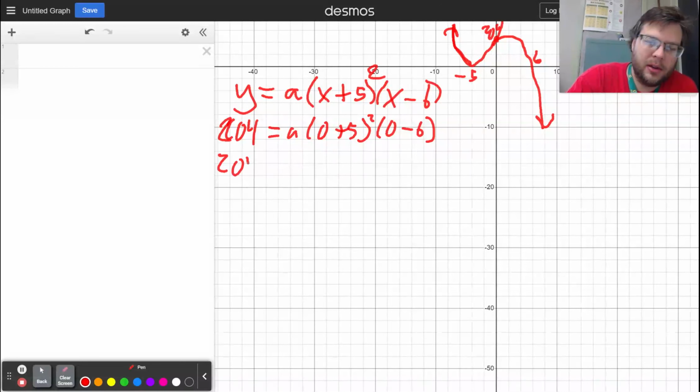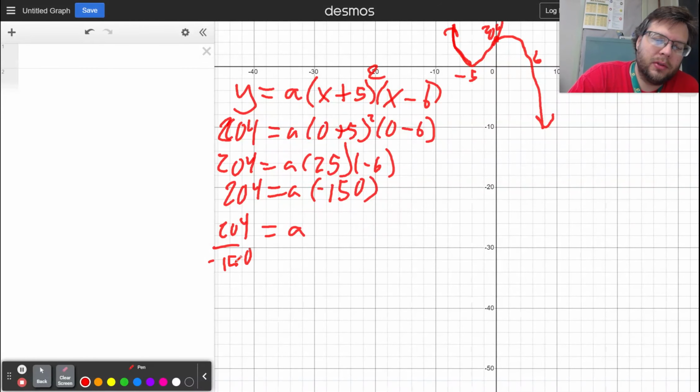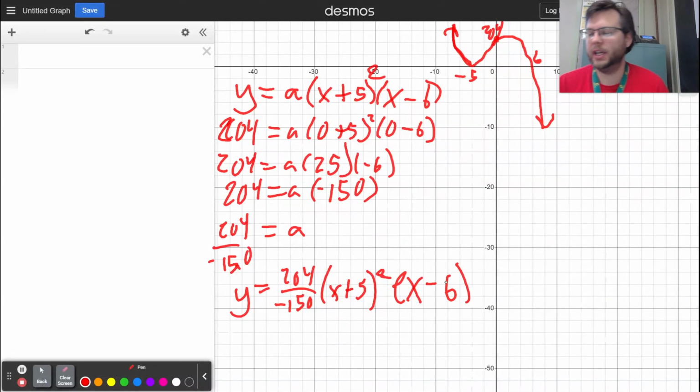We're almost done. 204 equals a, 5 squared, negative 6. 204 equals a, 6 times 25 is 150 with a negative. So a is 204 over negative 150. I think I should have written out the full equation on the previous one. I guess I typed it in, but I didn't handwrite it. Just make sure that if I ask you for an exact equation, you actually write out the whole darn thing.